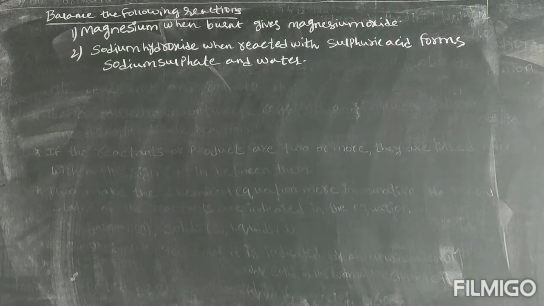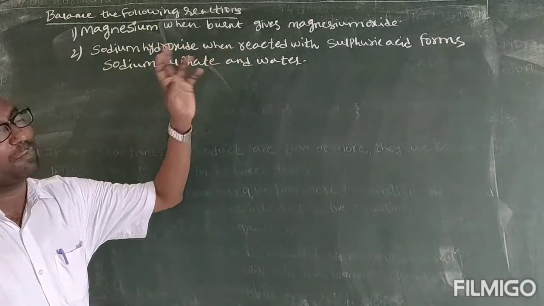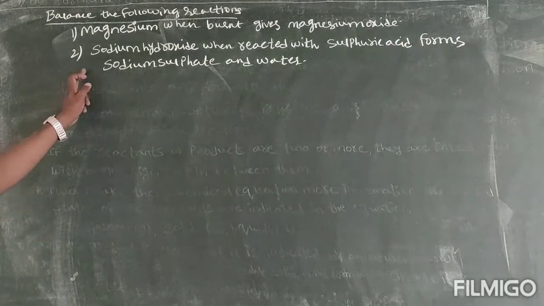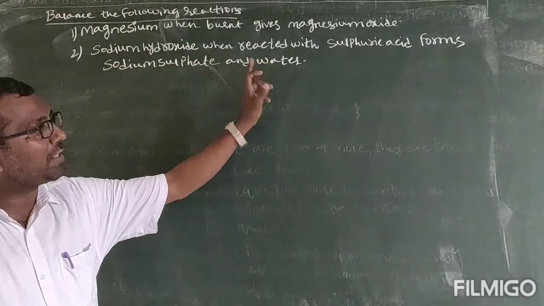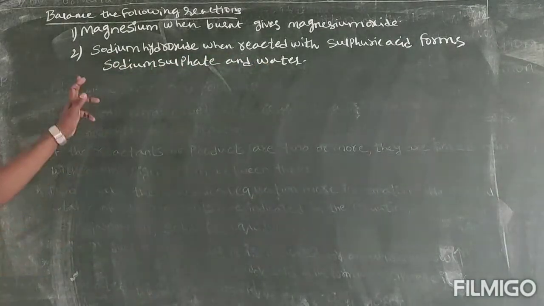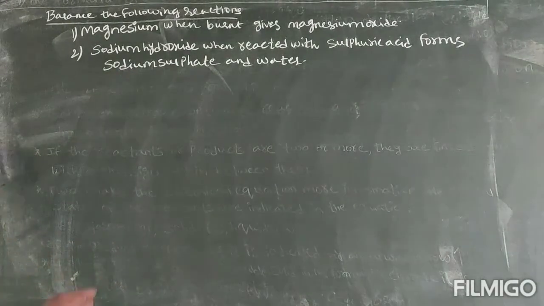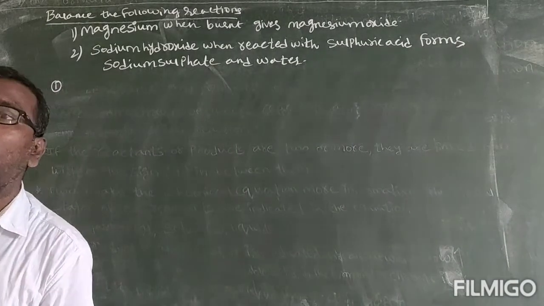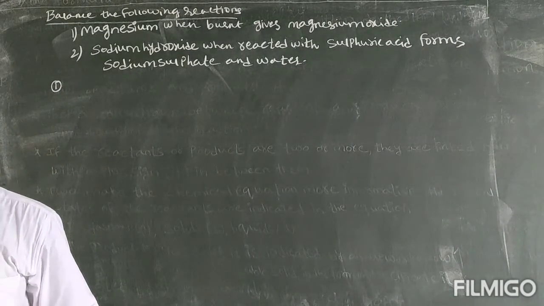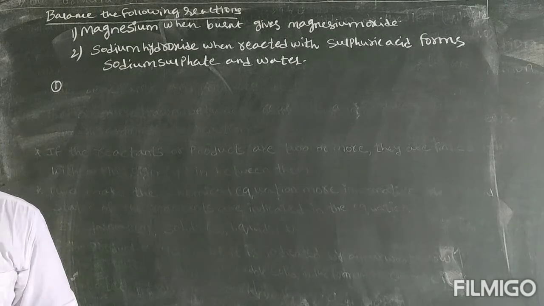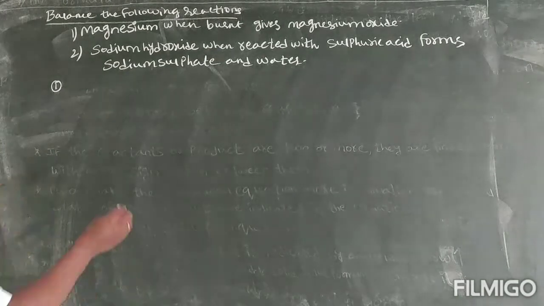So now balance the following reactions. First we have magnesium when burned gives magnesium oxide. Second one is sodium hydroxide when reacted with sulfuric acid forms sodium sulfate and water. How to balance? First one we will see. First you have to write the word equation.